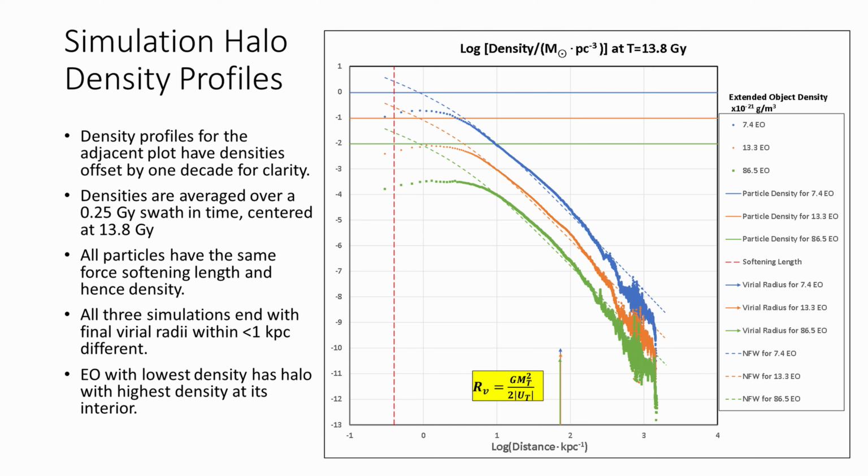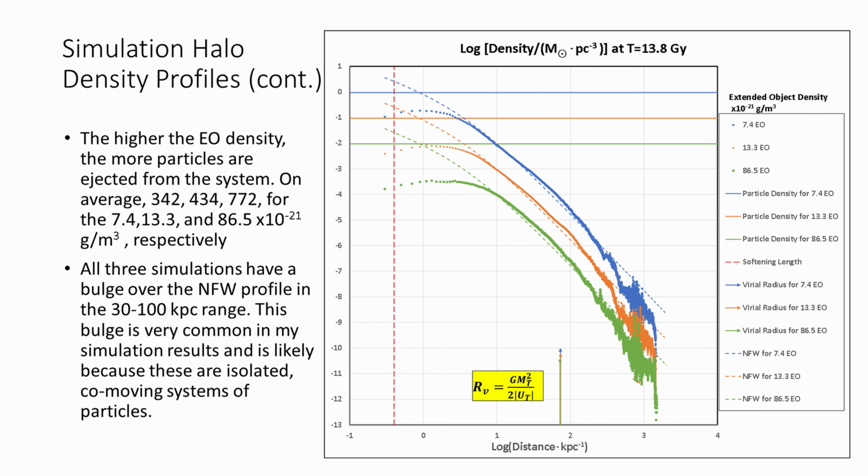Here are some things to note about this plot. The density profiles are offset by 1 decade each for clarity. Each simulation density profile is averaged over 375 time slices, which is about 250 million years, and centered at 13.8 billion years. The extended object with the lowest initial density has a halo with the highest density at its interior. For simulations with higher extended object densities, there are more particles ejected from the system.